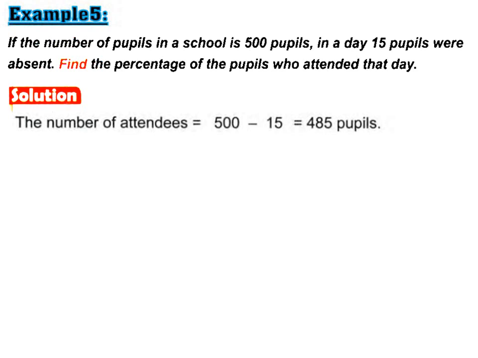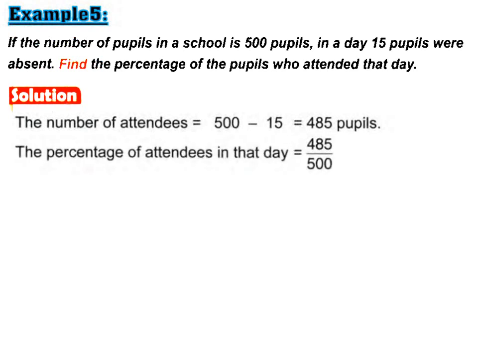Okay, I call this number the attendee pupils. I must know the representation of this number from the total number, so I divide it by 500, the total number. So the percentage of attendee pupils on that day equals 485 divided by 500.